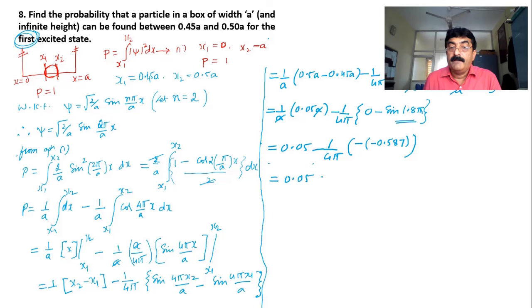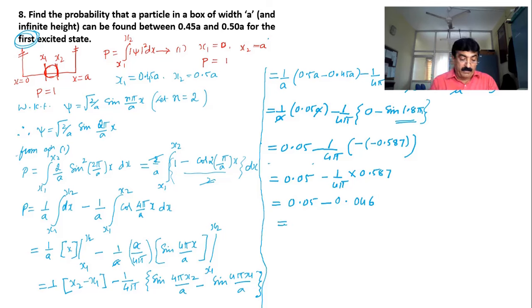0.5 minus 1 by 4 pi into 0.587, because minus into minus becomes plus. So that is equal to 0.5 minus 0.587 divided by 4 divided by 3.14, which comes out to be 0.046. This is a very lengthy problem, but this is a very important problem in fact. So now the difference 0.5 minus 0.46 is 4 into 10 power minus 3.